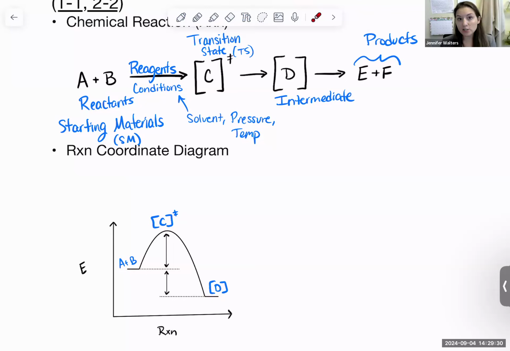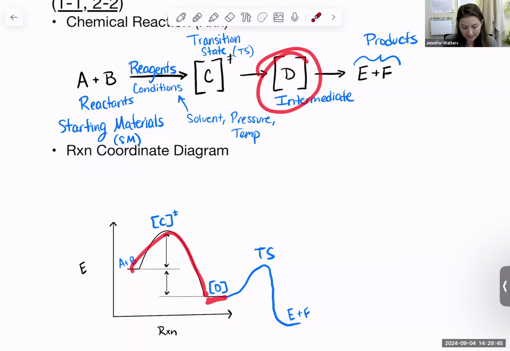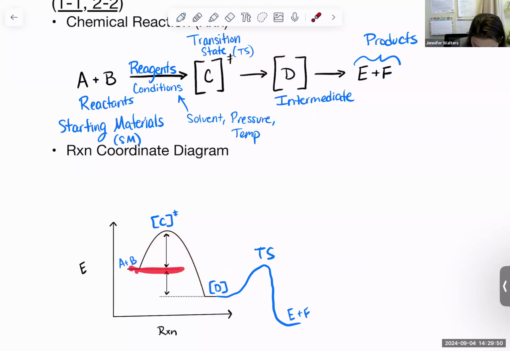Every step in a reaction will have one transition state. So in order to get to E and F, there's got to be another hump, another hill to climb, and then E and F are down here, and there's another transition state. So the intermediate is the product of this step. The difference between our starting materials, our reactants, and our transition state, that is the energy of activation barrier. That is how easy or hard it is for the reaction to go. The lower the energy of activation barrier, the faster the reaction. The higher it is, the slower the reaction.